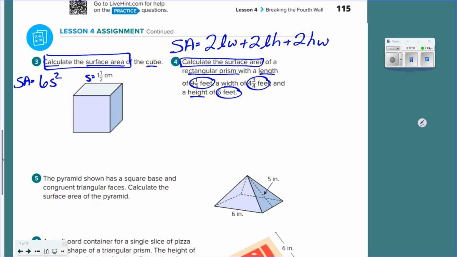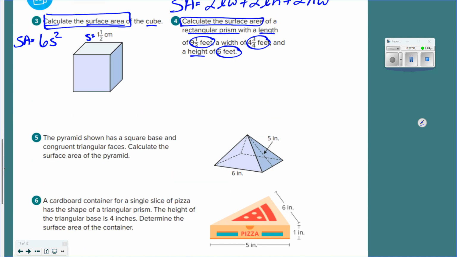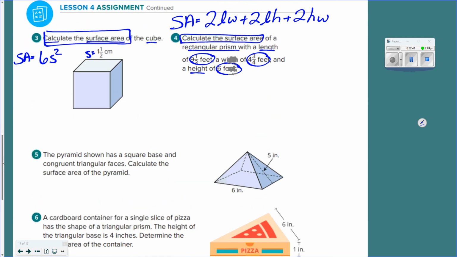The next one, the pyramid shown has a square base and congruent triangular faces. Calculate the surface area of the pyramid. So this one, you're going to need to draw a net. Remember, you must use your slant height. Remember also, when I'm doing the area of a triangle, the triangular sides is 1/2 the base times the height. Do not forget the 1/2.